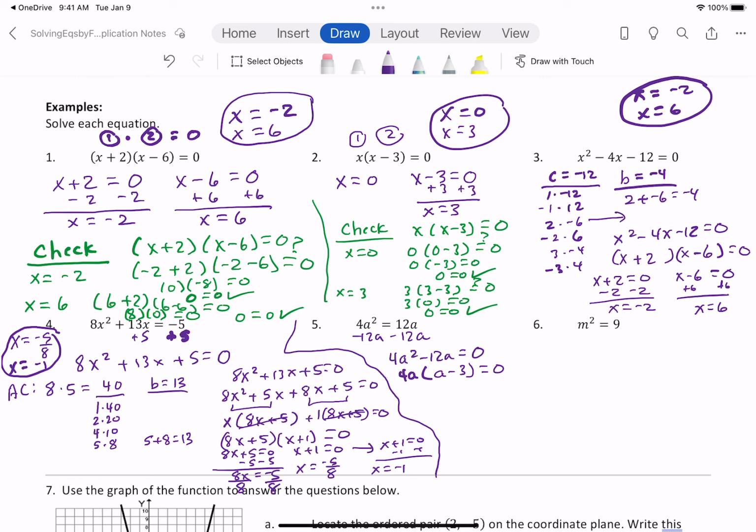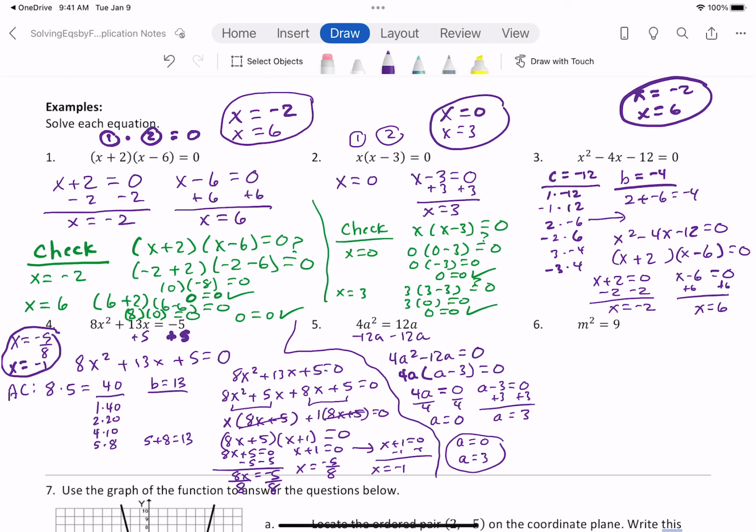And now this one looks really similar to problem number 2. So my first factor is 4a. I'm going to set that equal to 0. And my second factor is a minus 3. I'll set that equal to 0. And we're just going to solve each one. So I'm going to divide both sides by 4. Then for this one, we need to add 3 to both sides. So I get the two solutions, a equals 0, a equals 3.